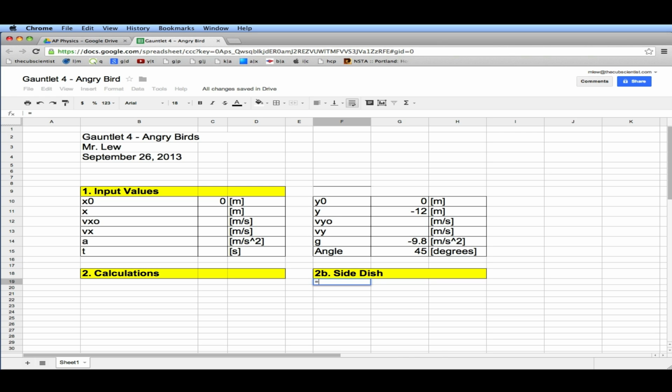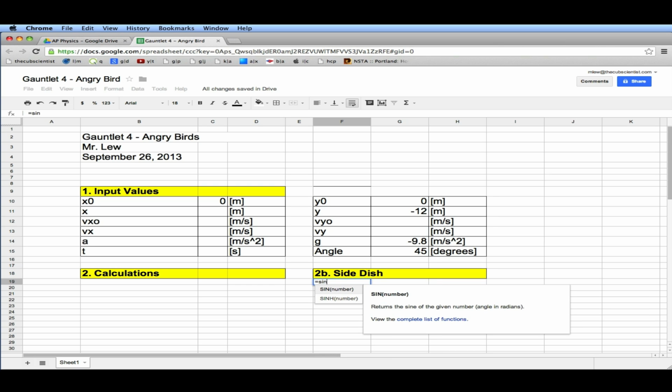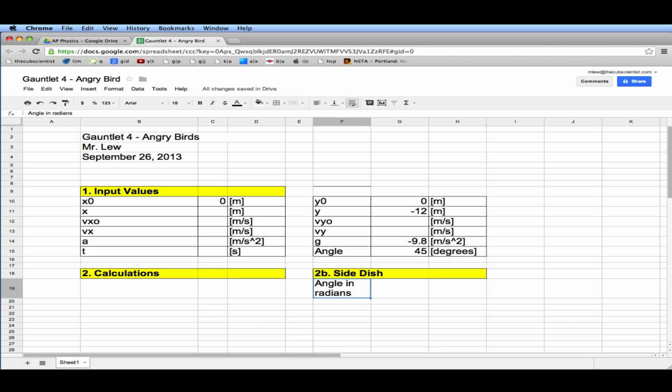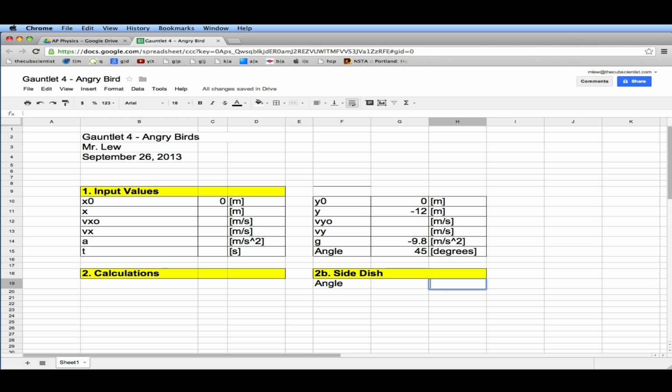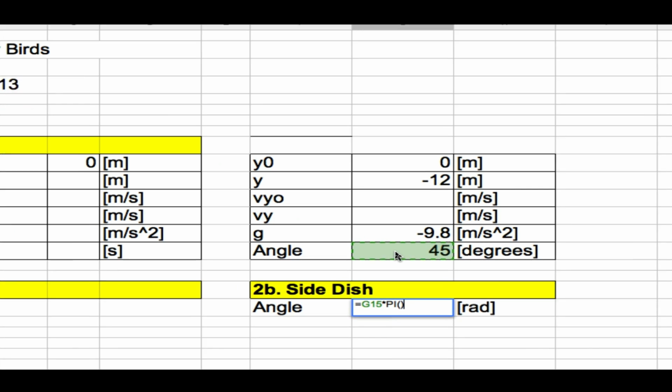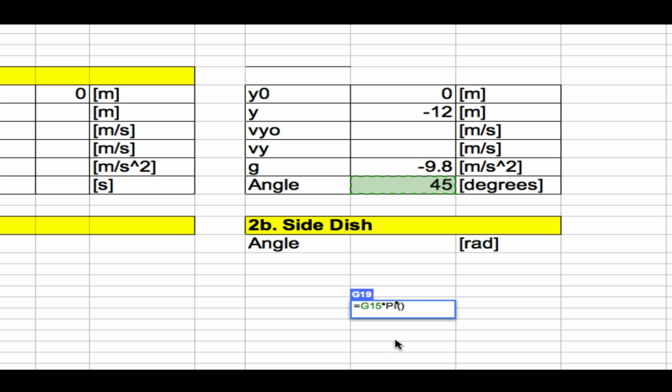I'll say equals sin, S-I-N. However, the number we need is in radians. So if I put in 45, that's going to be degrees. We need to convert that to radians. So I'm going to hold off on that, and I'm going to say angle in radians. And so I can say equals that number, the 45, times pi. Google spreadsheet has a built-in value for pi, which is capital PI, and I'm going to divide that by 180. So that'll effectively convert it to radians.